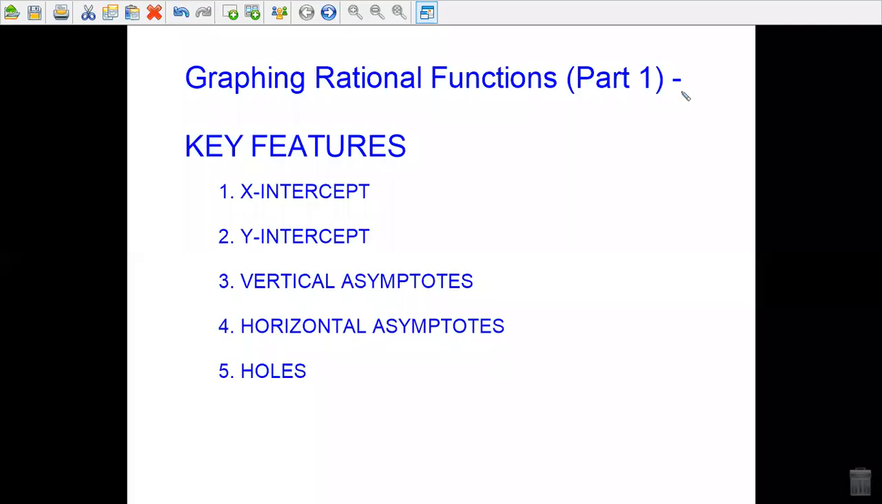Right, guys. So for this video, we're going to start looking at graphing rational functions. We're not actually going to graph them yet, but we're going to look at 5 different key features that you can all get without using a calculator, without even looking at the graph. It all comes from the equation. Those 5 things are going to be our x-intercept, our y-intercept, vertical asymptotes, horizontal asymptotes, and holes.